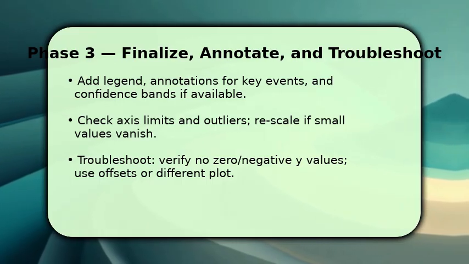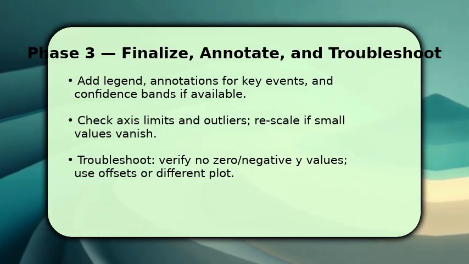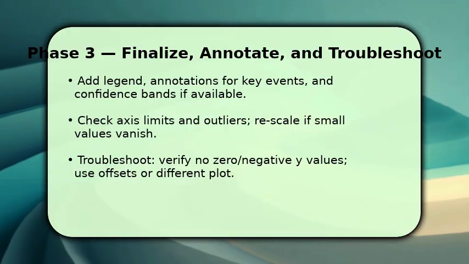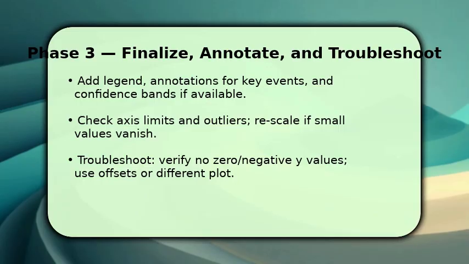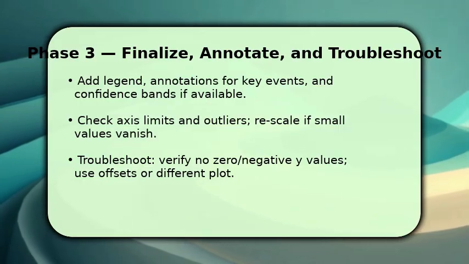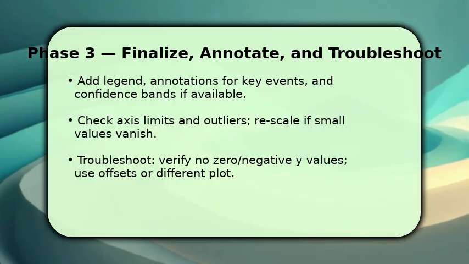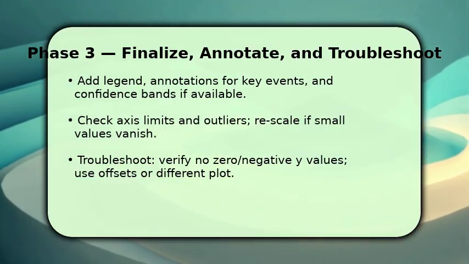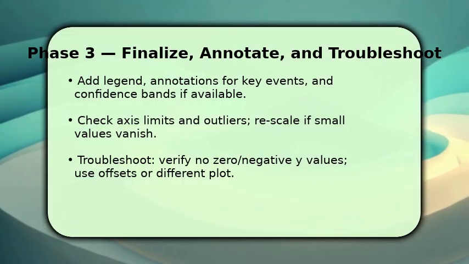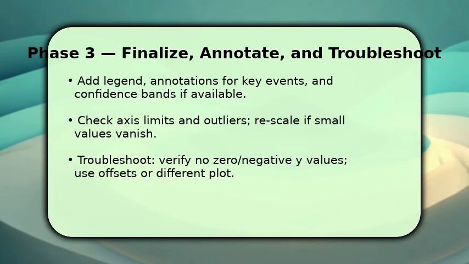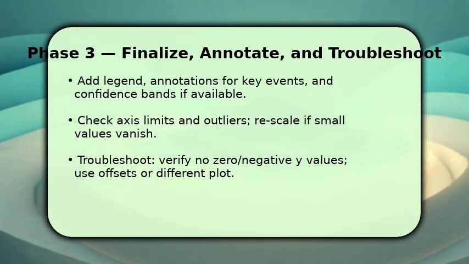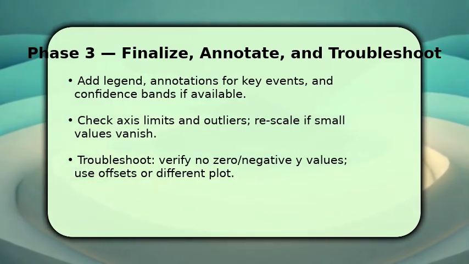Once done, check axis limits so small but valid values don't disappear near zero, and adjust limits or add inset plots as needed. Make sure to inspect outliers and decide whether they reflect errors or real phenomena. If something goes wrong, like 0 or negative y values, use an offset, filter, or choose a different plot type, because logarithms cannot accept non-positive values and will break the display.